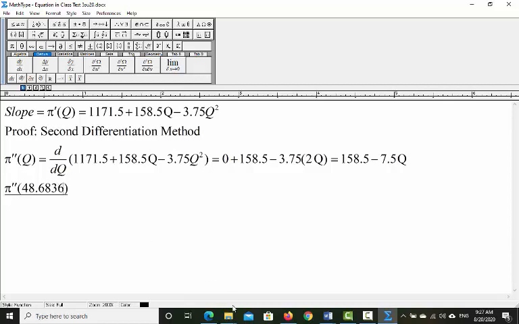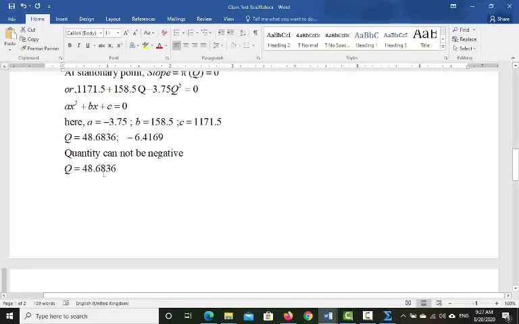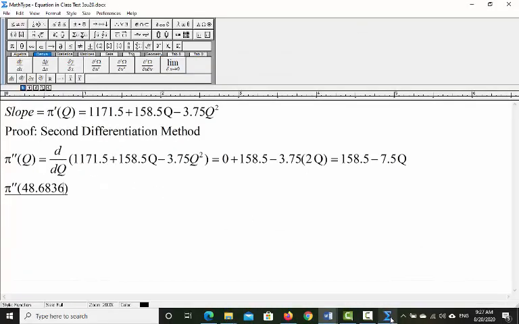48.6836. Let me check if the value was that one or not. Yes, 48.6836, correct. So we need to check the slope of the slope function at the stationary point in the second differentiation method. So the value of Q will be the value that we got at the stationary point. So here for 48.6836, let's see what we get if you calculate.